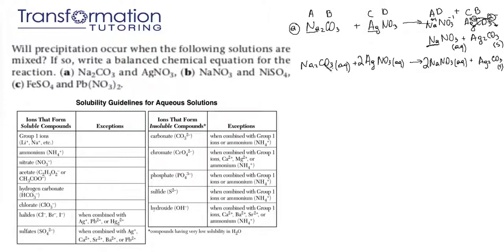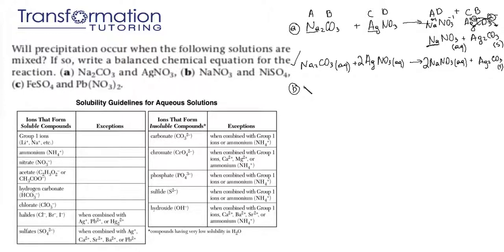I have 1 CO3, 1 carbonate on the left and 1 carbonate on the right. Therefore, our equation is balanced, and indeed, it does give me the precipitate. Let's go ahead and go to part B.